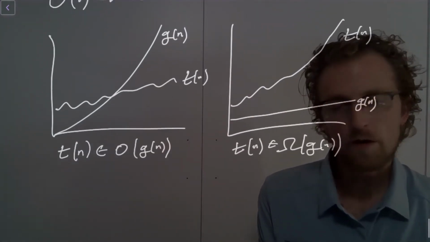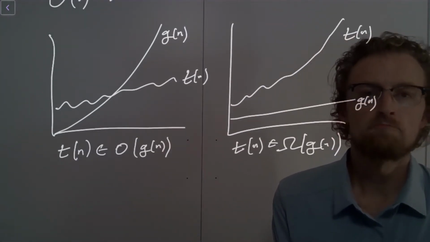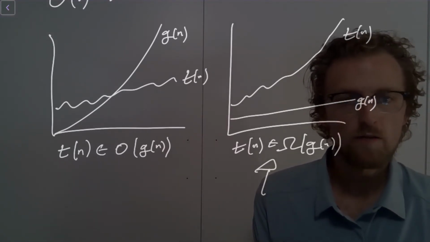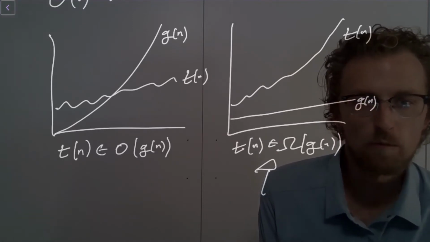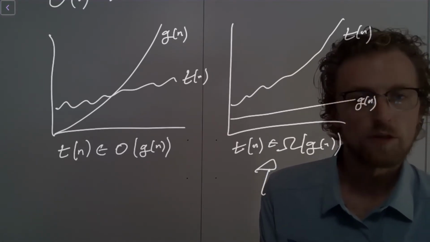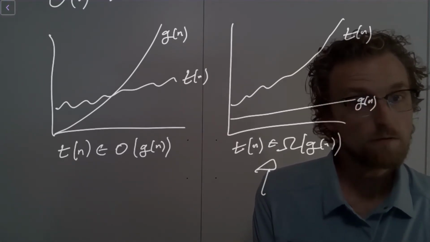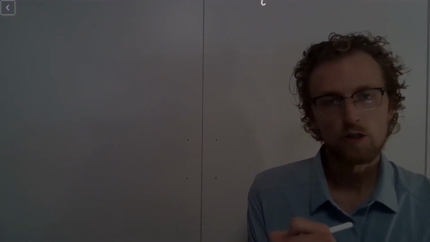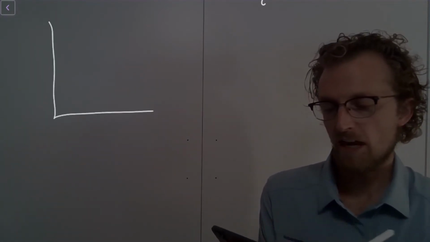Now I'd like to talk about a concept that's a little bit more targeted. All these allow us to say is that t of n grows faster than g of n. In the big omega, t of n grows faster than g of n, but we don't have any information about how much faster. Similarly with big O, g of n is faster than t of n, but we don't know how much faster. So what we'd like is a way of saying exactly how fast t of n grows. And we'll do that with big theta.